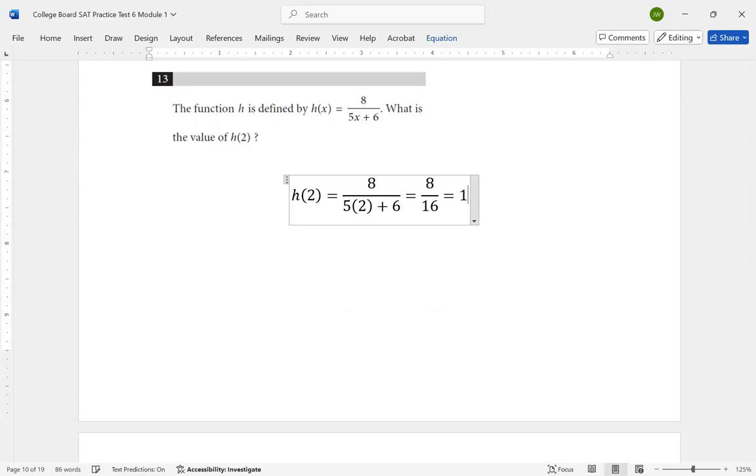Now, there's a couple of different valid ways that we can write this. 8 over 16 as a reduced fraction is 1/2. And that's one appropriate way to write your answer. Another appropriate way you could write your answer is to write that as a decimal, which is 0.5. So 1/2 or 0.5 are both appropriate ways that you could write the answer to question 13.